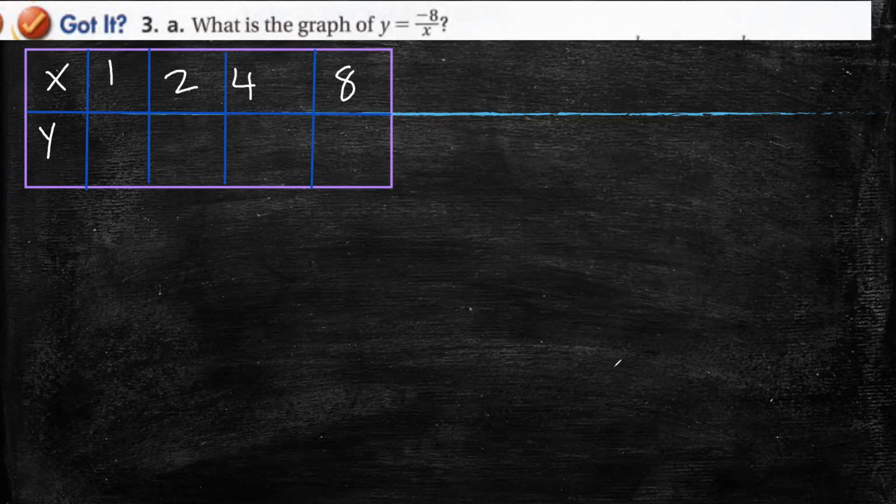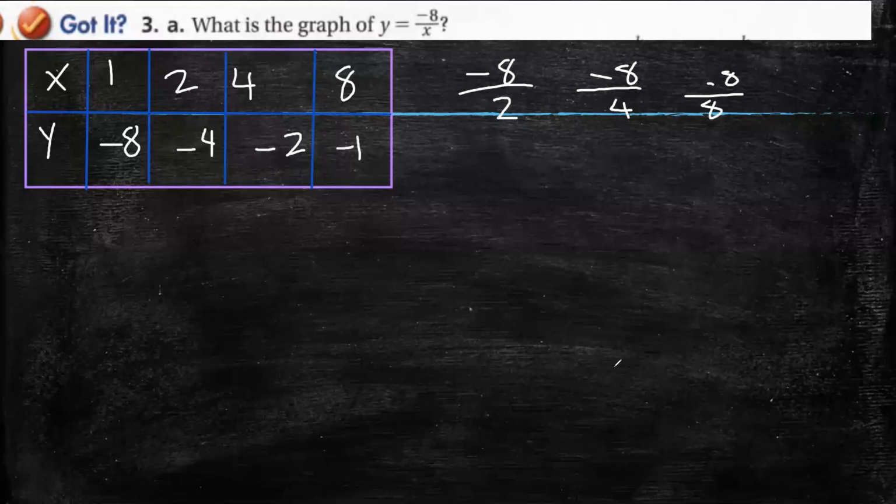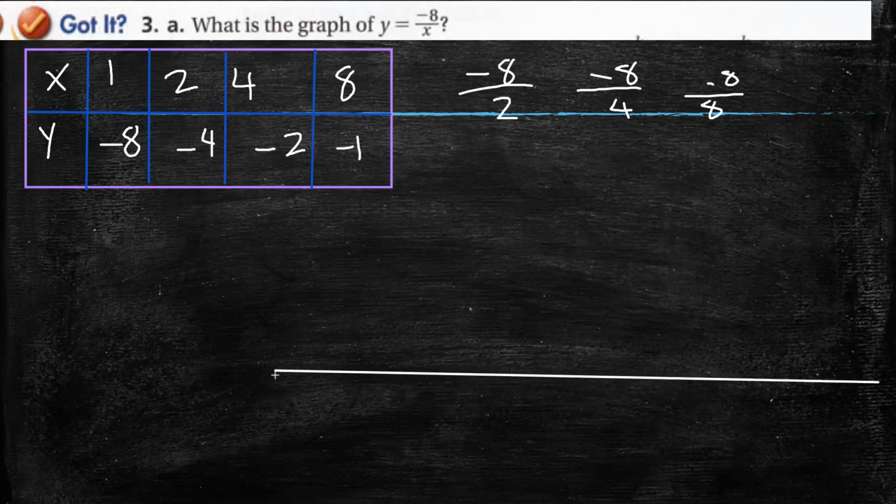Let's now put the points for y here. Negative 8 over 1 is negative 8. Negative 8 over 2 is negative 4. Negative 8 over 4 is negative 2. And negative 8 over 8 is negative 1. After I found the points for x and y, let's put them on the x and y axis here.